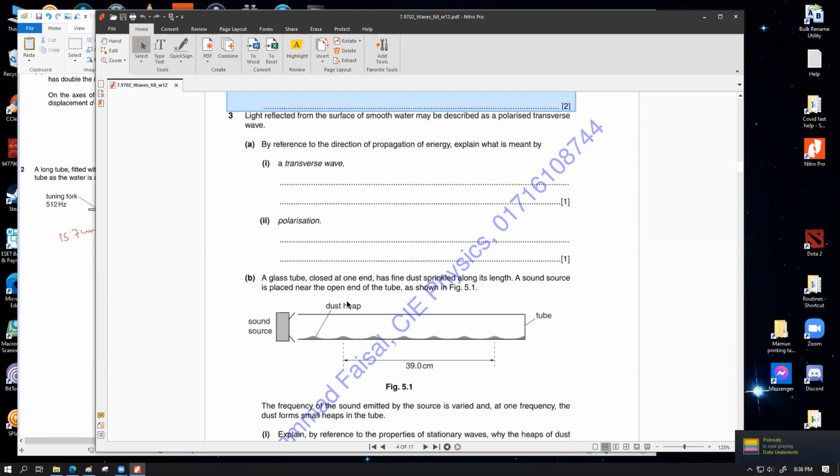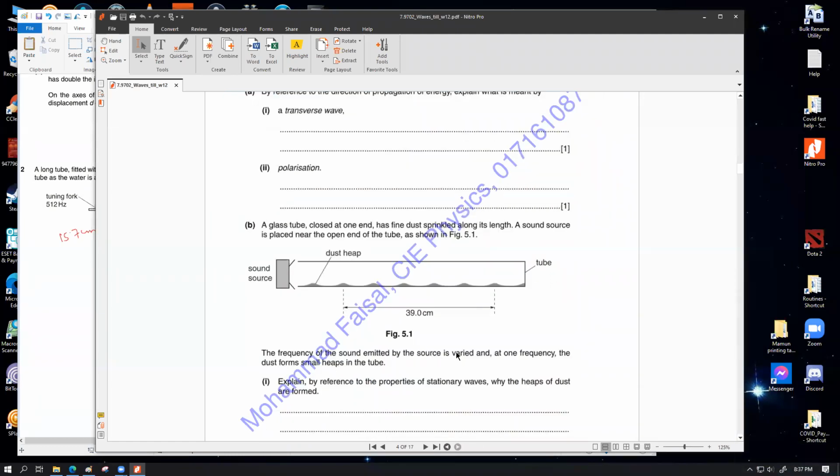A source of sound is placed near the open end of the tube, as shown in figure 5.1. The frequency of the sound emitted by the source is varied, and at one frequency, the dust forms small heaps in the tube. So we had to change the frequency of the source to come to such a sweet spot, so that its wavelength would be such that it would be able to produce a stationary wave within this length.